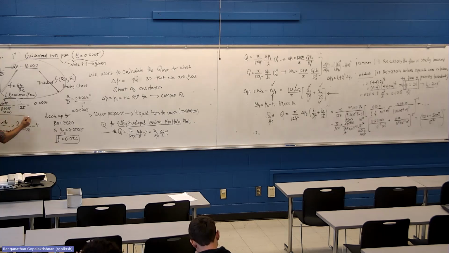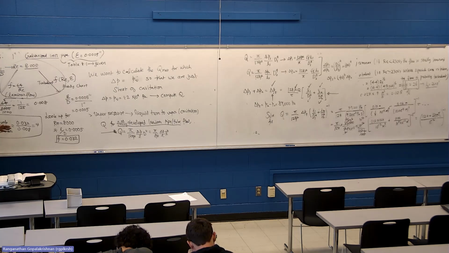So this number should be something that you should remember. Turbulent flow always has more loss than laminar flow at the same Reynolds number. Almost always true. Okay. If the turbulence intensity comes down, eventually the difference will come down. But as the Reynolds number increases, this number will only get worse.